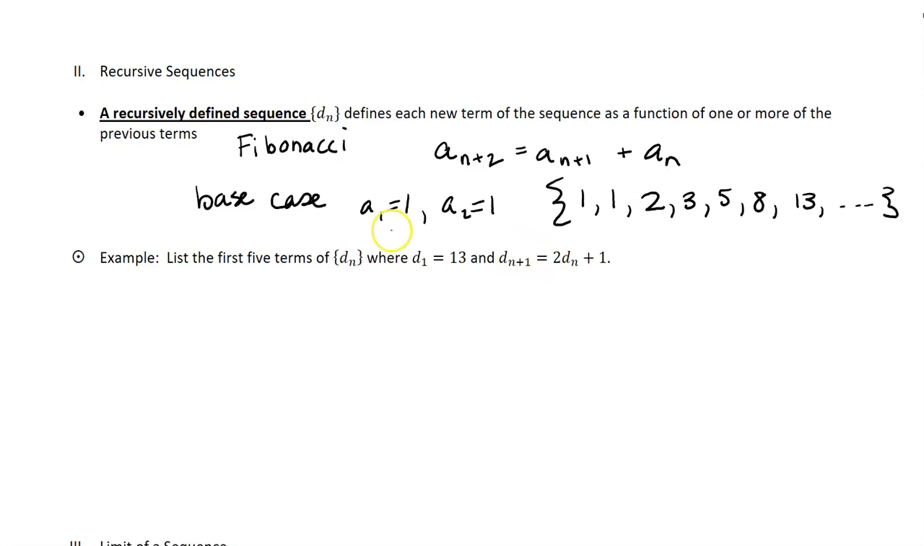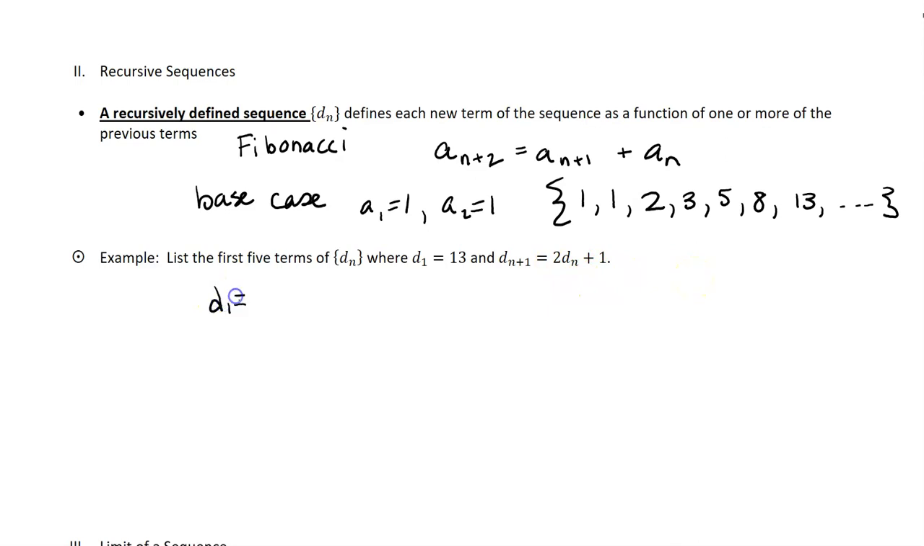You do have to know a starting point. That's very important. If you don't have a base case, you can't find the value of a recursively defined sequence because you don't have anything to base it on. So this one says list the first 5 terms of d sub n where d sub 1 equals 13 and d sub n plus 1 equals 2 times d sub n plus 1.